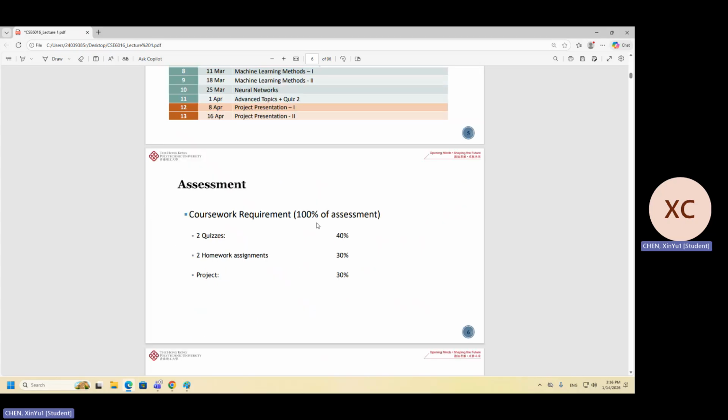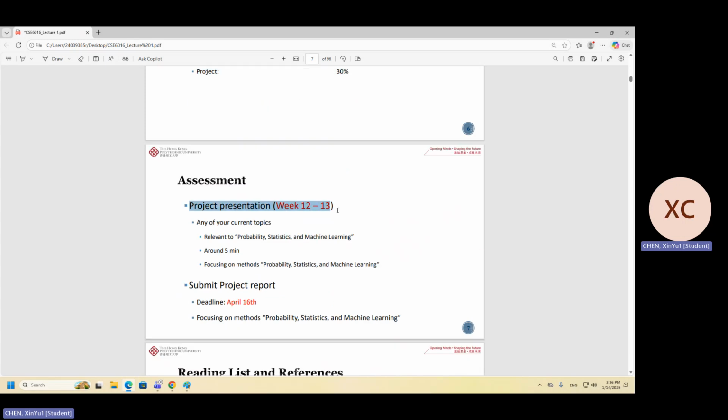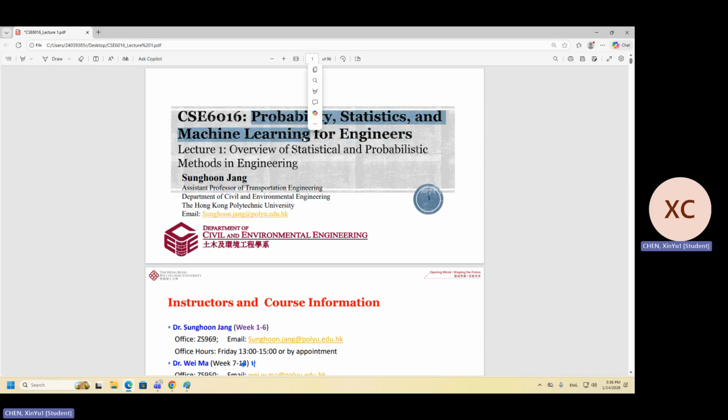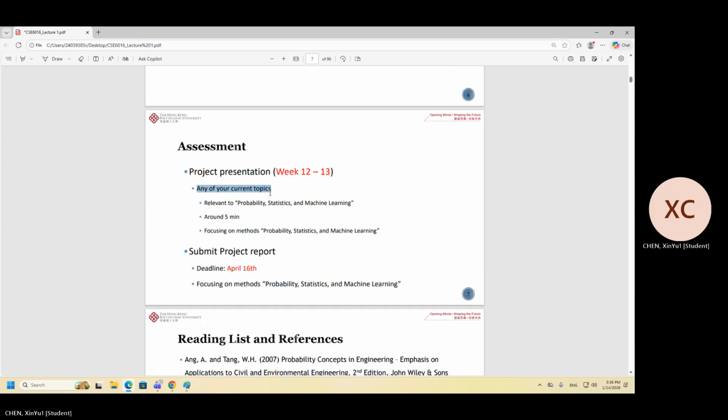For the assessment, this is a PhD course, so we don't have any final exam. Instead, to evaluate your performance, we will have two quizzes, two homework assignments, and a final project. Especially for the final project, it will be about your own work, anything about your PhD work. But considering the topic and title of this lecture, it should be something about probability, statistics, or machine learning.